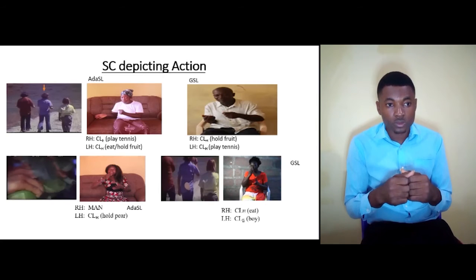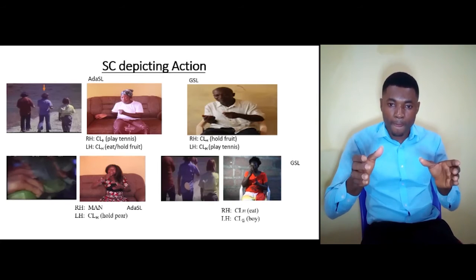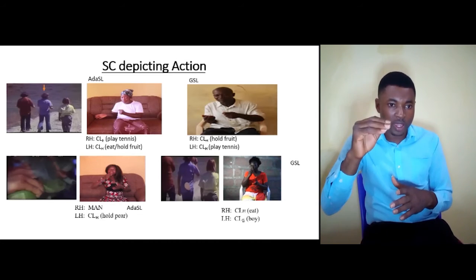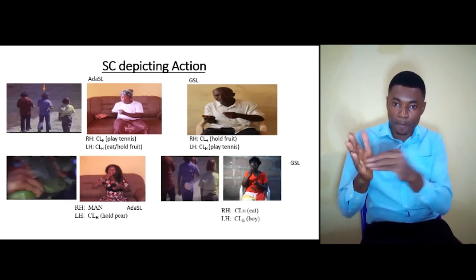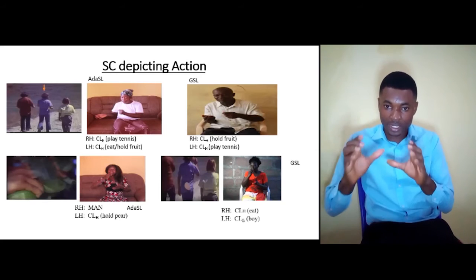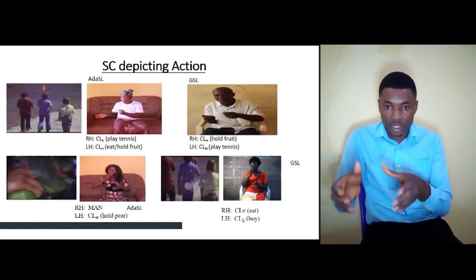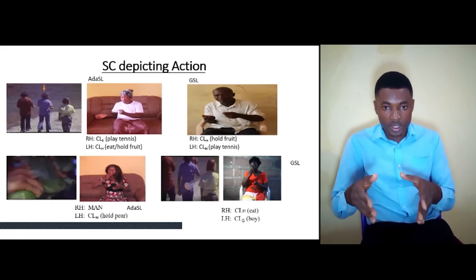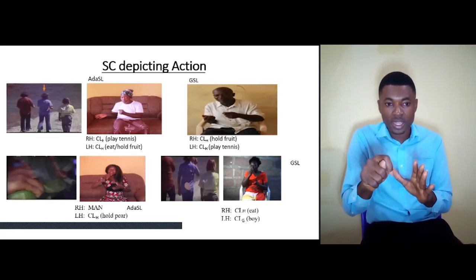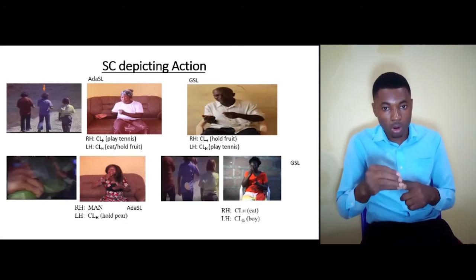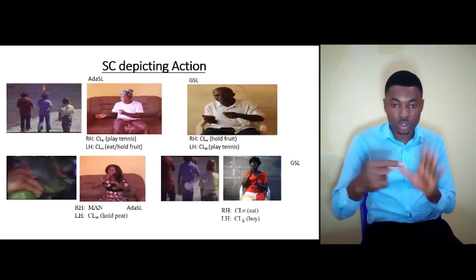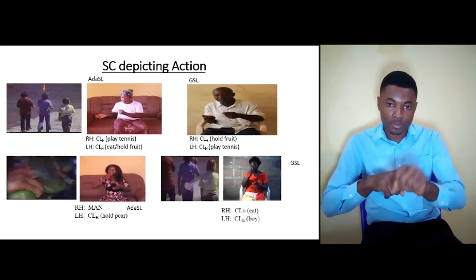So simultaneous constructions are also used to depict the action of events. So you could see the boy eating pear and playing tennis being expressed simultaneously using entity classifiers and handling classifiers, or even two handling classifiers as expressed by the Ghanaian Sign Language signer, and one entity classifier where the entity refers to either the tennis or the boy eating the pear, or handling another entity referring to the tennis itself, and the handling classifier referring to the handling of the pear.